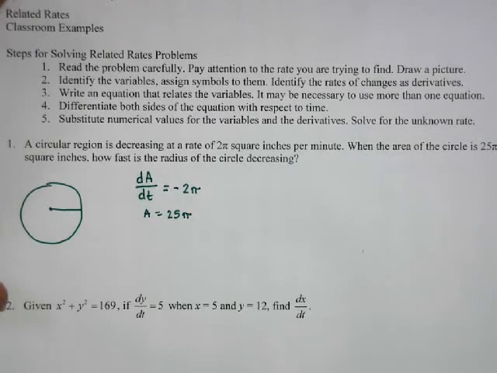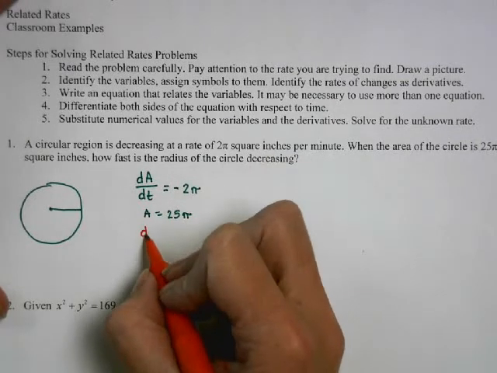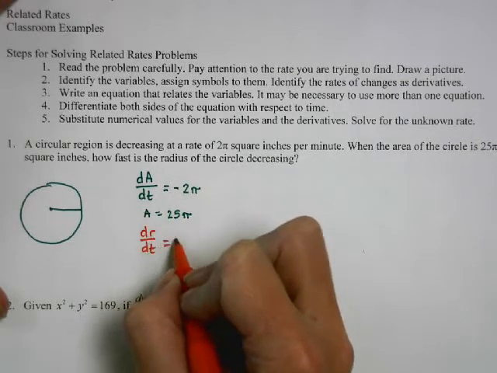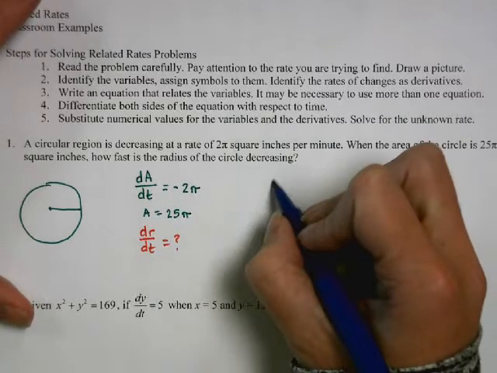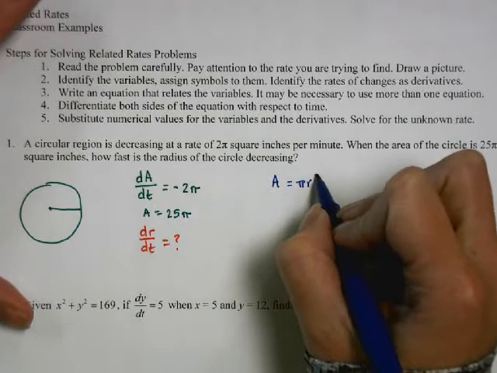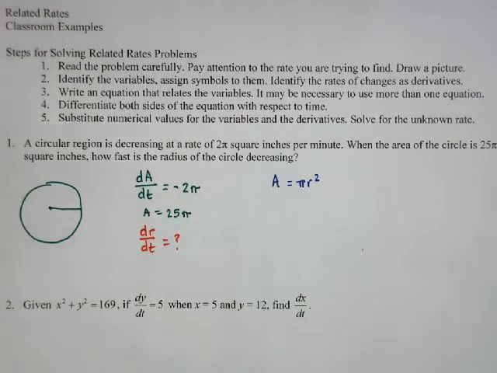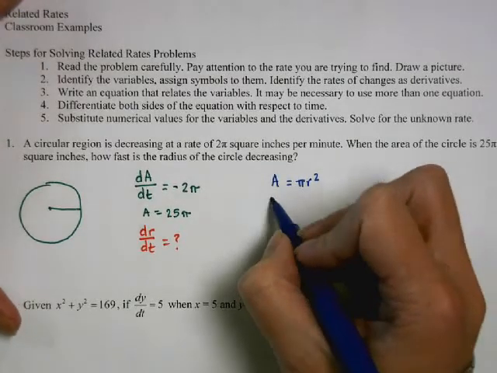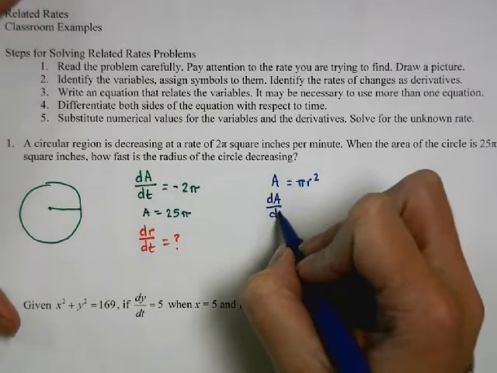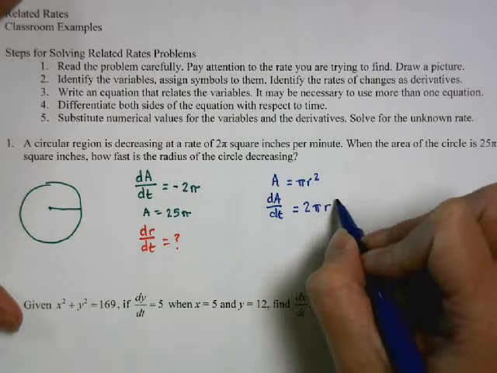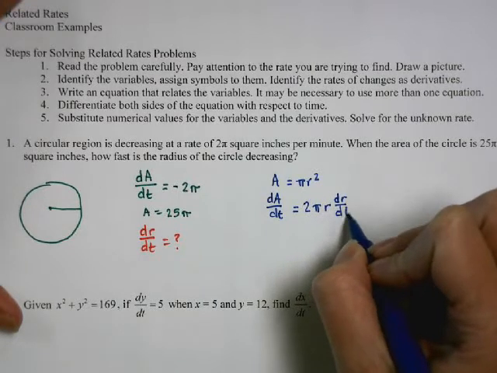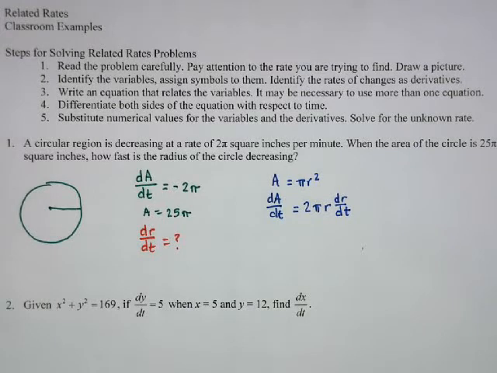And what we're looking for is how fast the radius is changing. So then we write an equation that relates our variables. In this case, the area formula for a circle, A equals pi r squared. Then I'll take the derivative with respect to time. So dA/dt is going to equal, we'll use the power rule here, 2 pi r, and then times dr/dt. So it's an implicit derivative with respect to time.